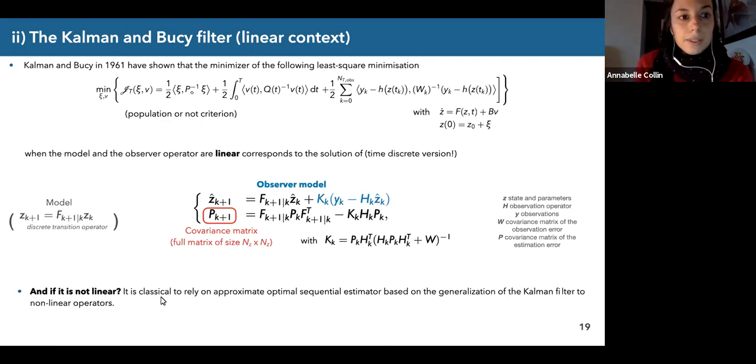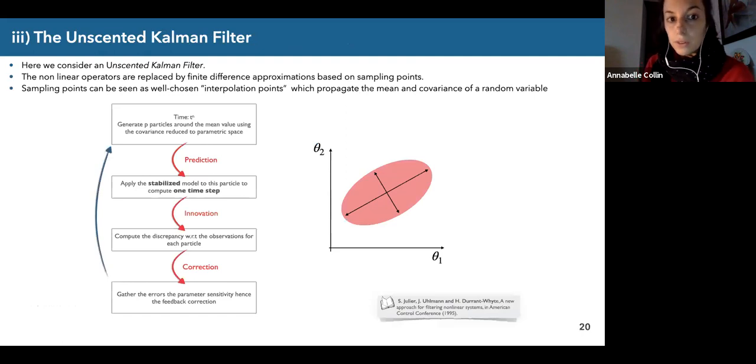And in this work, we will consider the unscented Kalman filter. So the idea is to replace the nonlinear operator that we have in the Kalman gain by a finite difference approximation, which is based on sampling points. So the idea is to first generate p particles around the mean value, just using the covariance.